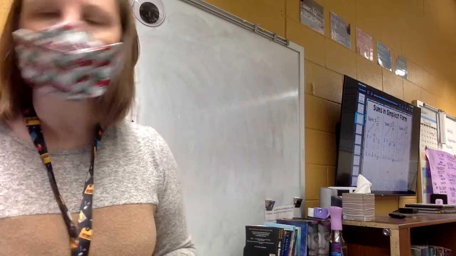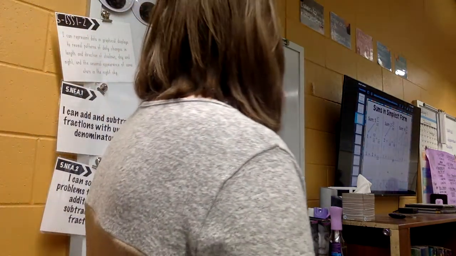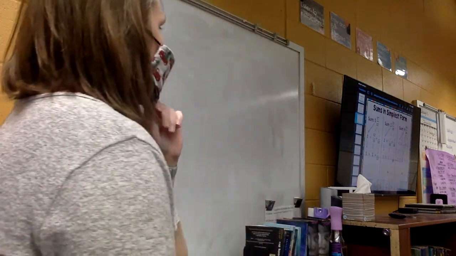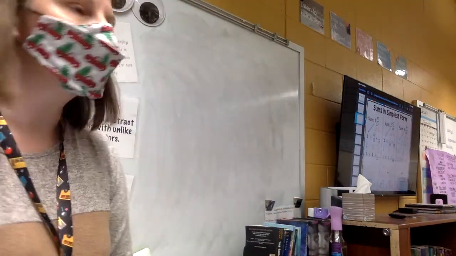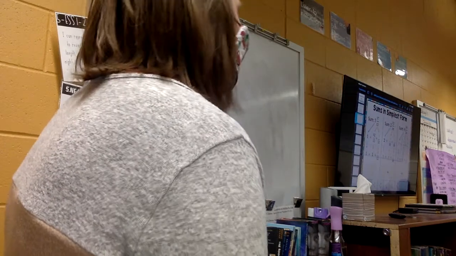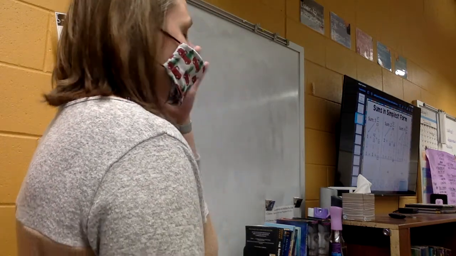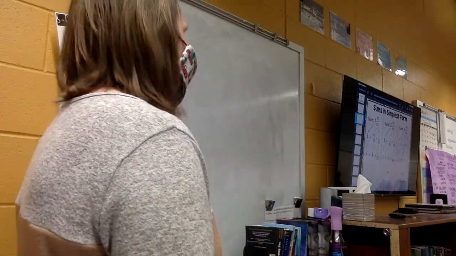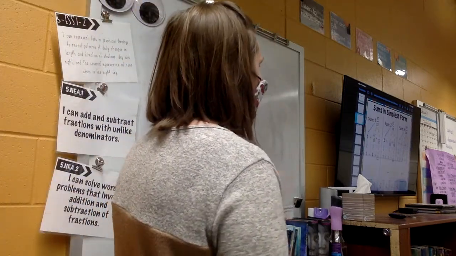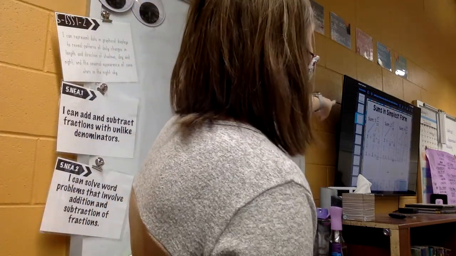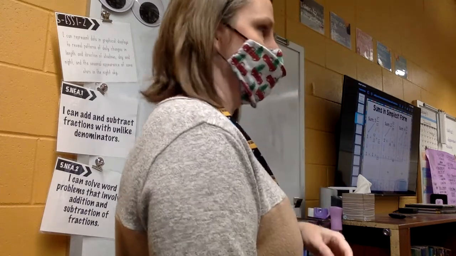So we're going to start with this. If you see at the top, it says sums in simplest form. What's a sum? The answer to an addition problem. Okay, so this is one part of our sum. If you notice, we have a whole number and an improper fraction.